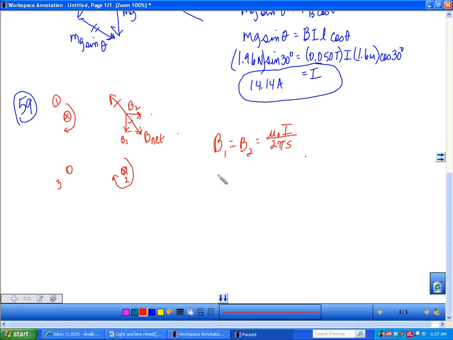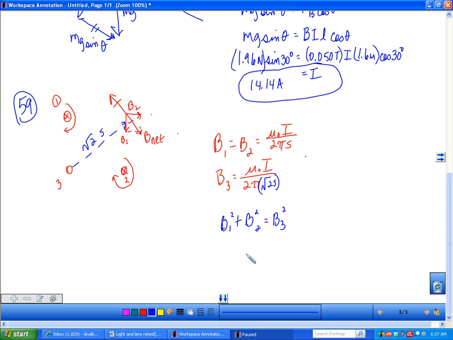And I know that B3 is going to be mu naught I over 2 pi. And I'm looking at this distance right here for my r. Well, that's the square root of 2 times S, because it's just the hypotenuse, the diagonal of that square. So that's going to be radical 2 times S. And I know that B1 squared plus B2 squared is equal to B3 squared. Basically, I have Pythagoreans here.